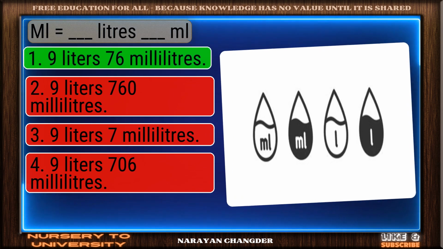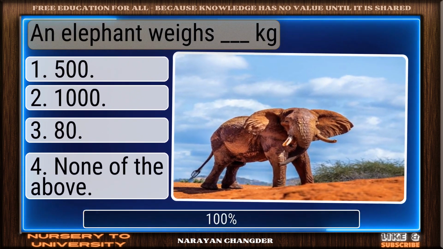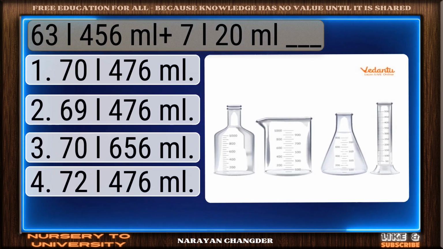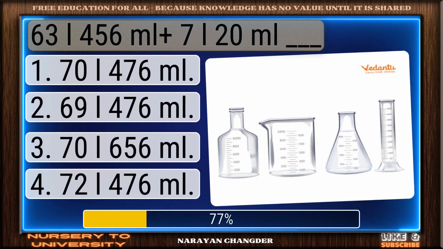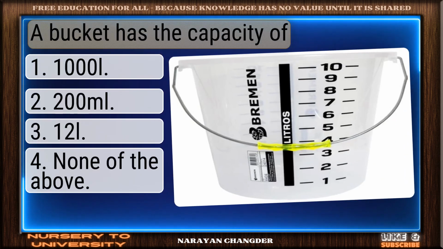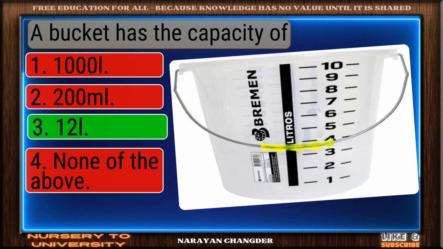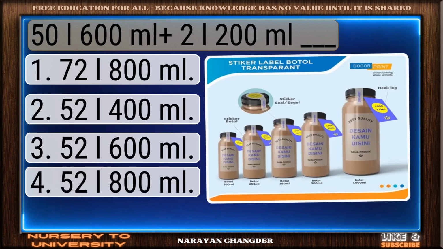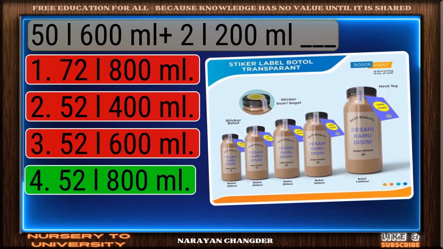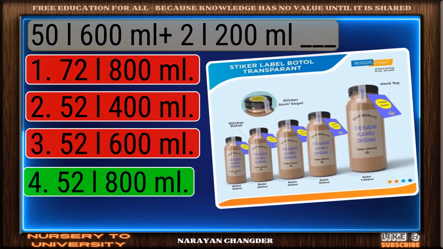And it is correct. An elephant weighs dash kg. Bravo! 1,000 is the answer. 456 ml plus 20 ml dash. Great job. 70 L 76 ml is the accurate answer. A bucket has the capacity of. On track. 1 liter is the correct answer. 50 L plus 600 ml plus 200 ml dash. Nice selection. 52 L 800 ml is the correct and valid answer.